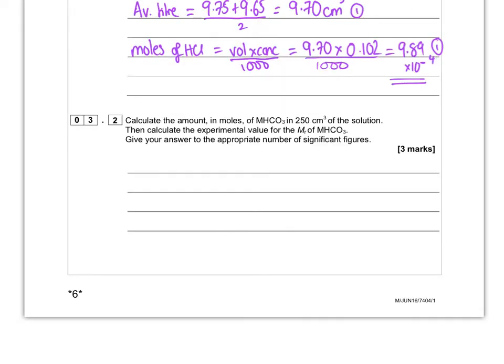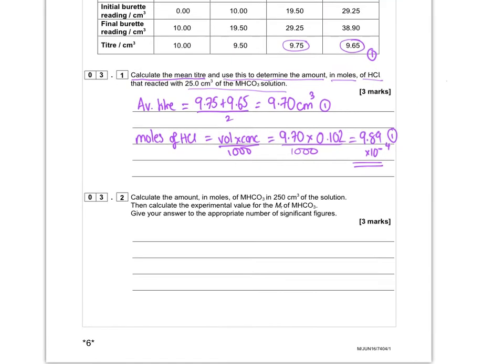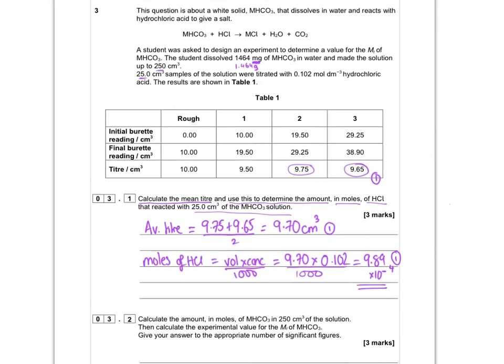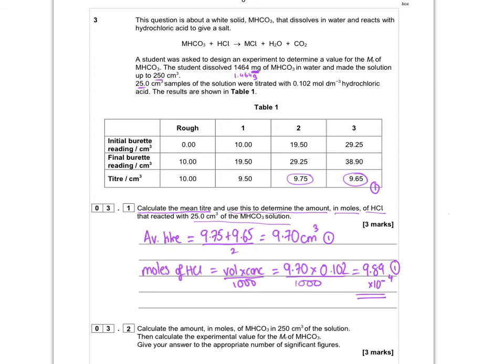Part 2, calculate the amount in moles of MHCO3 in 250 centimetres cubed of the solution. Okay, so we've worked out how much hydrochloric acid we had in 25. And we've got an equation up here. We know that they react in a 1-to-1 ratio. So the moles of HCl are going to be the same as the moles of MHCO3.